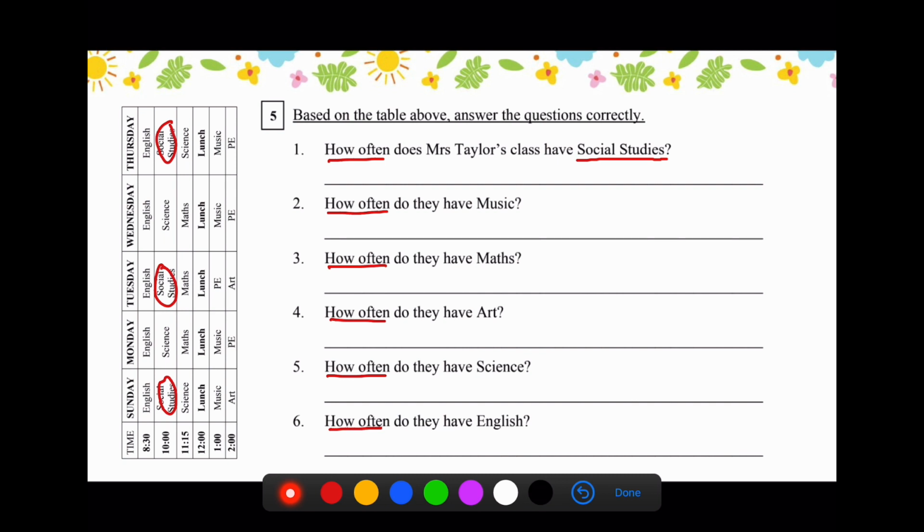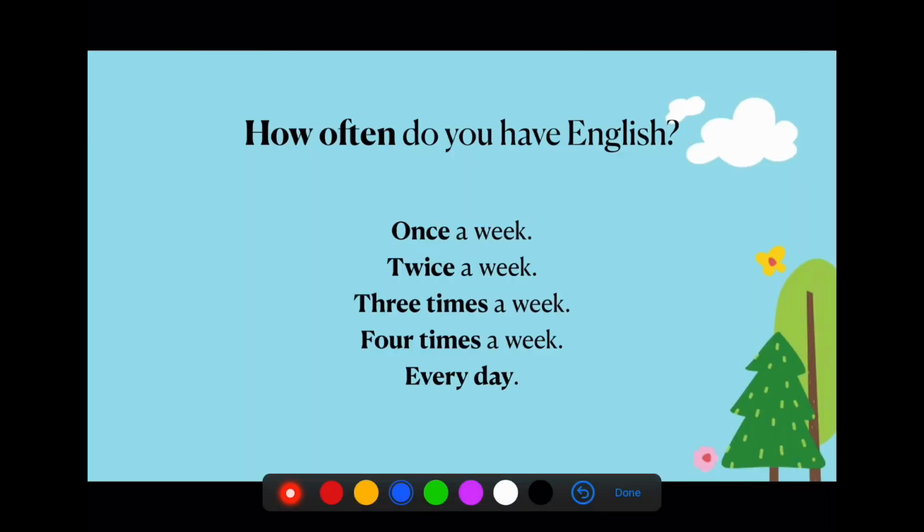Okay, that's all for today's lesson. Before we end our lesson, let's recap the structure that we have learned. How often do you have English, for example? When someone is asking you how often, you have to answer either once a week or twice a week, 3 times a week, 4 times a week, or every day. Okay, please remember, this is very important.